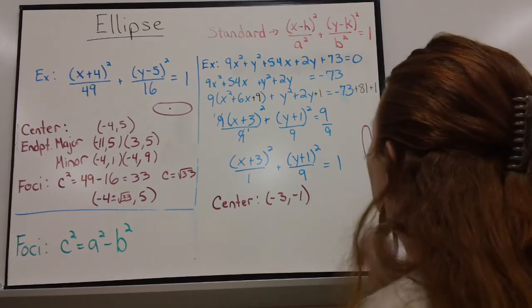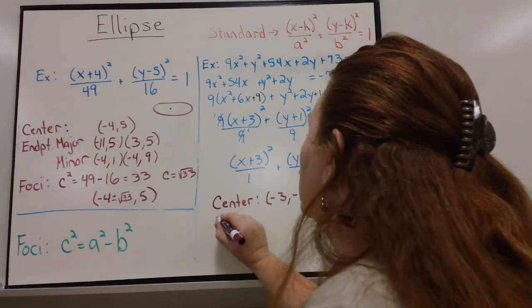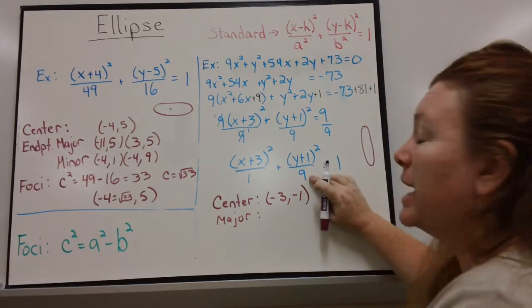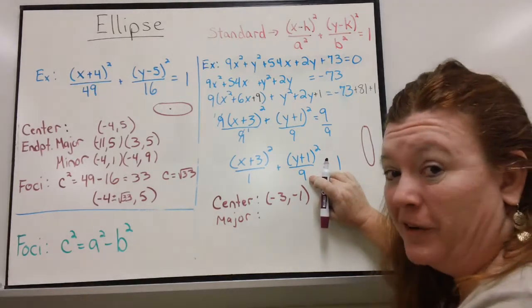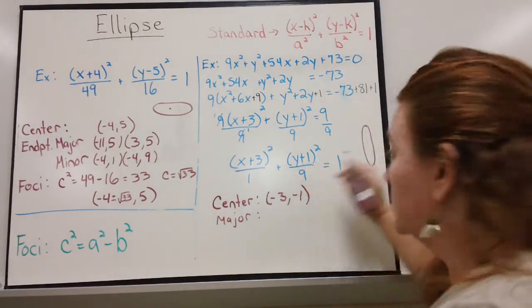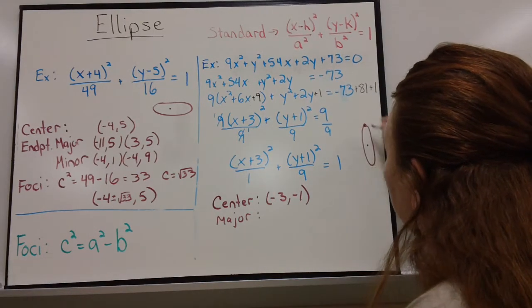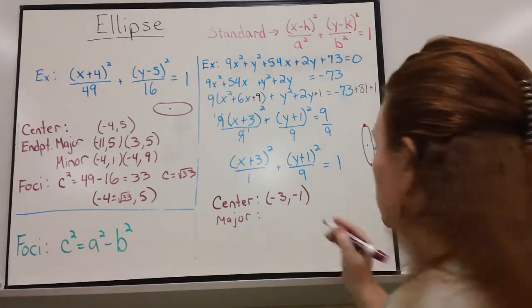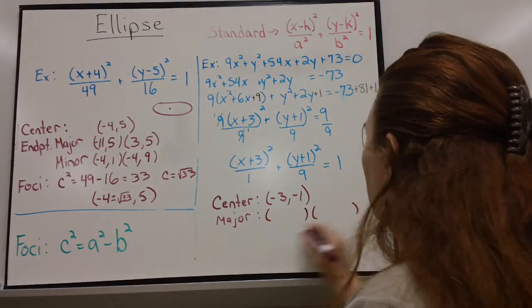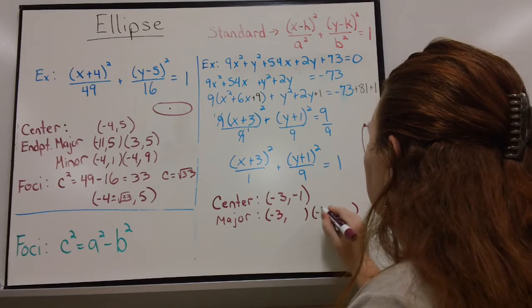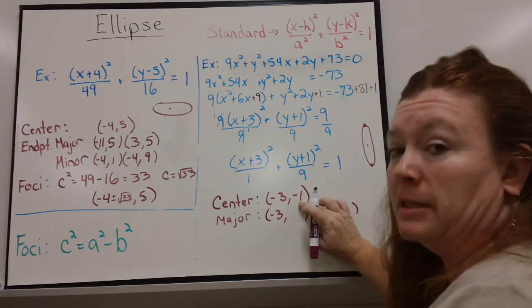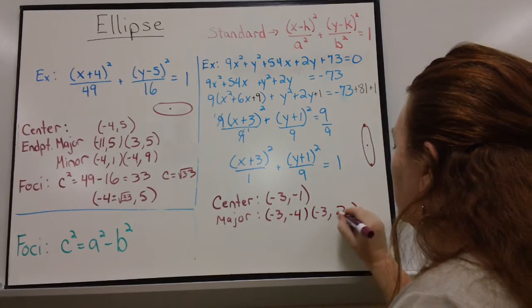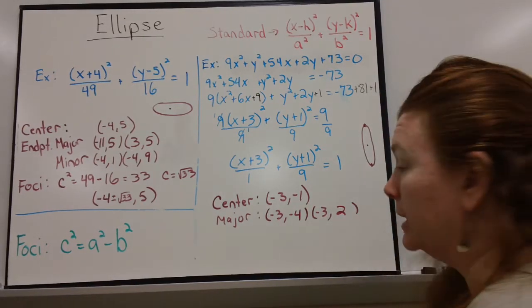All right? So, for the major axis, I'm going to have to add and subtract 3, square root of 9, from the y coordinate, right? So I'm going to have to go up 3 and down 3. So when I move the y coordinate, I'm not changing the x coordinate. So I'm going to go ahead and write my x coordinate in here. And then I'm going to subtract 3, which is -4, and add 3, which is 2, from the y coordinate.